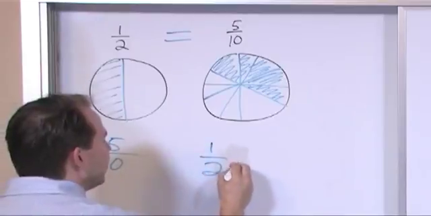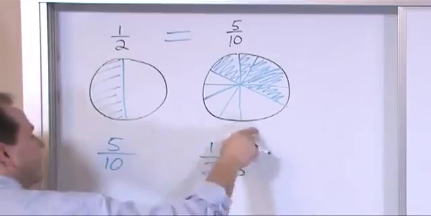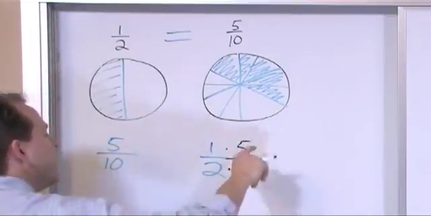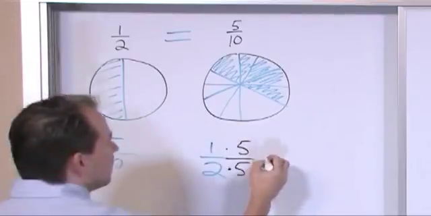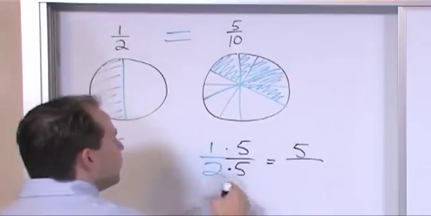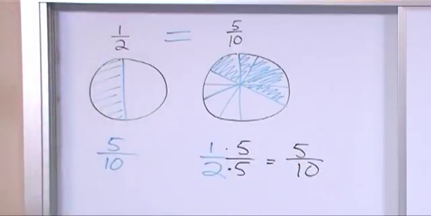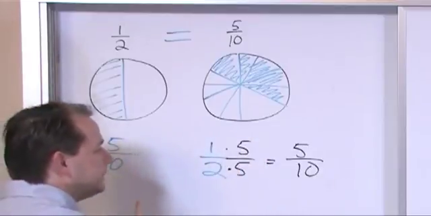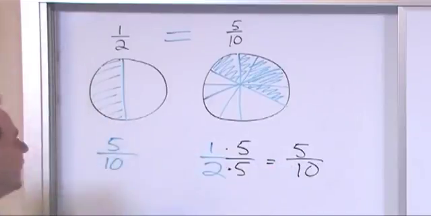So if I multiply this by 5 in the bottom and by 5 in the top, then I have not changed this fraction, because I'm doing the same thing to the top that I'm also doing to the bottom. So I'm multiplying it by something, but I'm doing it to the top and to the bottom. So 1 times 5 is 5. 2 times 5 is 10. So I'm proving to you, based on this little idea that you can multiply the top and the bottom of a fraction by anything you want, that 1/2 is actually equal to 5/10, which is what we've shown here.